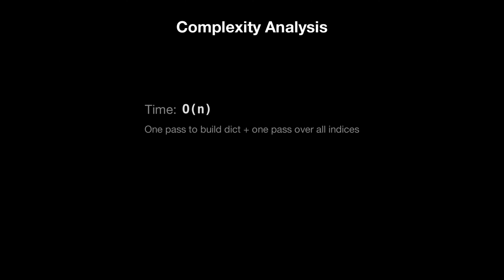Even if we loop over each value's index list, the total number of indices across all lists is just n. The space complexity is also O of n, since in the worst case, every element is unique, and we store all n indices in the dictionary.